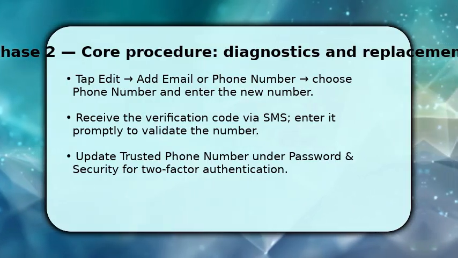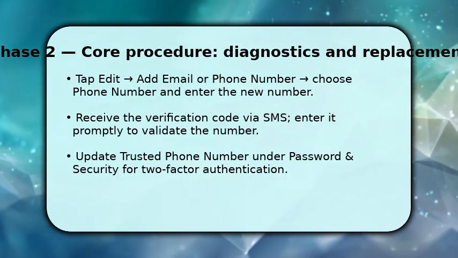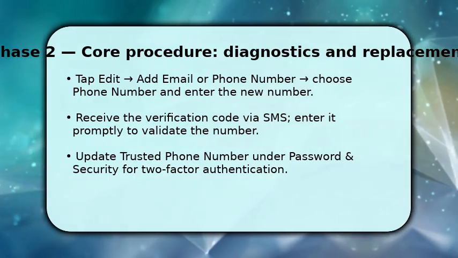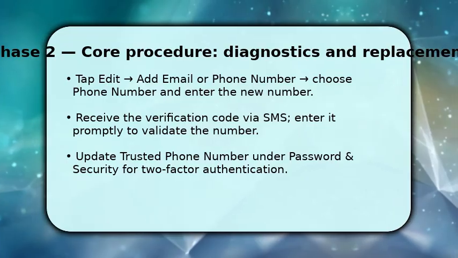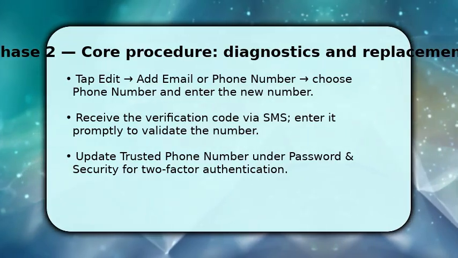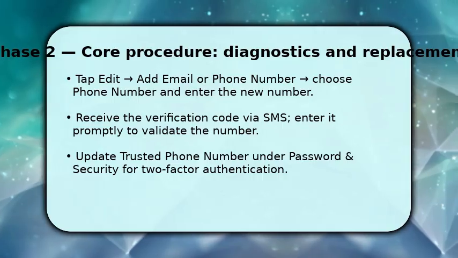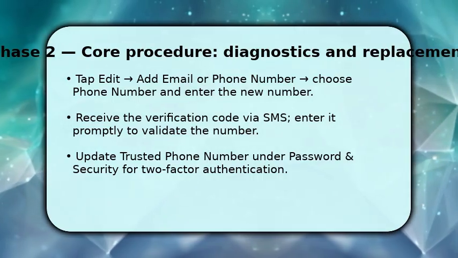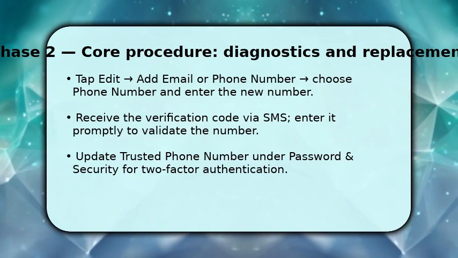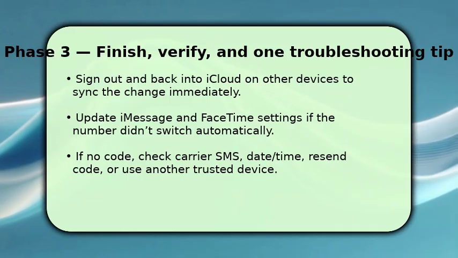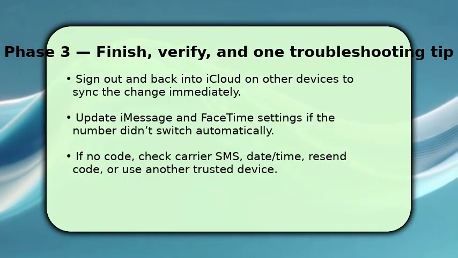After verification, go to Password and Security and ensure the new number appears as a trusted phone number for two-factor authentication. If it doesn't, add it there too. Doing both steps ensures iCloud notifications, Find My Alerts, and security codes go to the right place. Complete the process by signing out of iCloud on other devices, then sign back in so the new number syncs everywhere. Make sure messages and FaceTime show the correct caller ID.